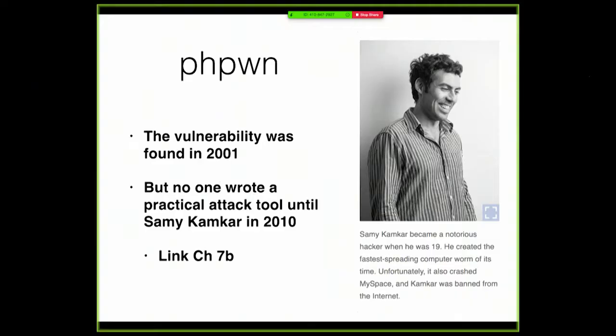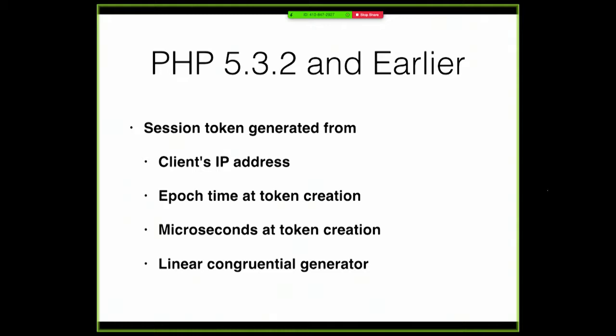Sammy Kamkar is a famous hacker. He made the Samy worm that spread over MySpace, which he got in some legal trouble for. He's done a lot of stunts like that, written a lot of good tools, and he's the first guy that wrote a practical attack that broke into the PHP random number generators, because this combination of stuff is not really enough entropy. You can brute force the entropy. He was able to actually get in.